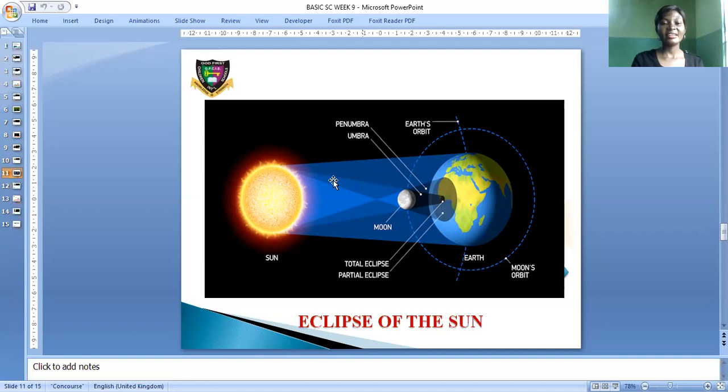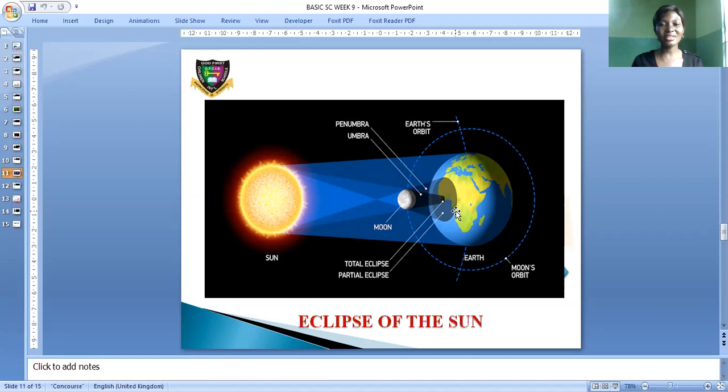I'll come again. The eclipse of the sun, this is the formation of the eclipse of the sun. This is the sun and this is the earth. So by the time the moon comes in between the sun and the earth, thereby blocking the earth from receiving light from the sun, then eclipse of the sun occurs. The solar eclipse occurs. So some part of the earth, as they are like this, will experience darkness. So either total darkness or partial darkness just for a few minutes.